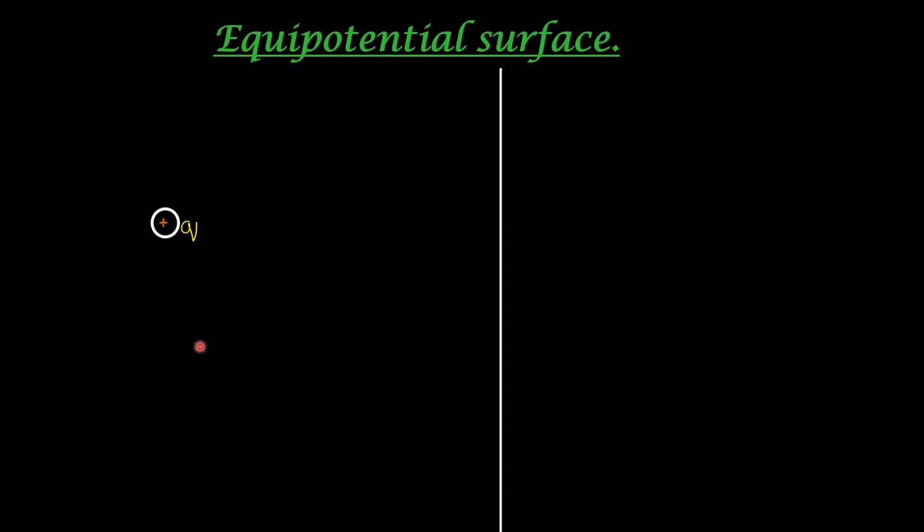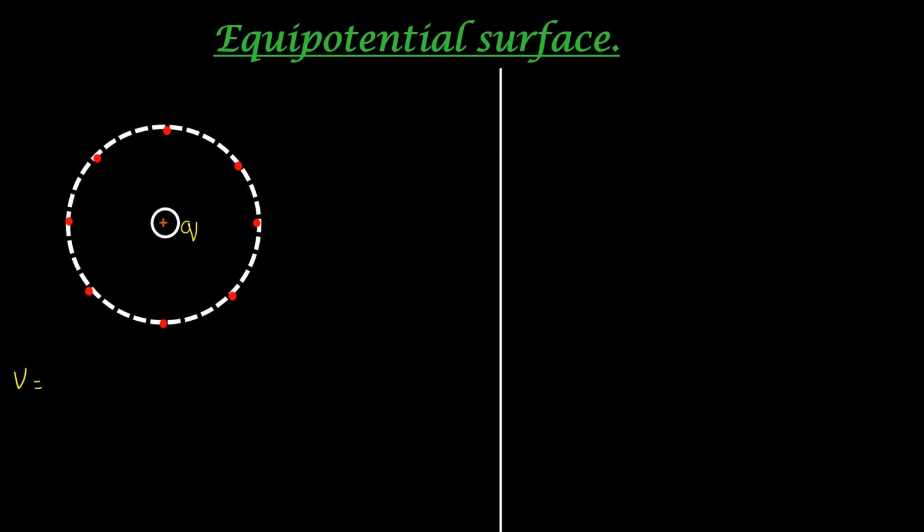All around this charge, there will be an electric field, and different locations in the electric field will have different potentials. Let us consider a few locations around this charge at equal distances from the charge. If these points are connected, you get a surface. Any point on this surface will be at the same distance from the center of the charge.